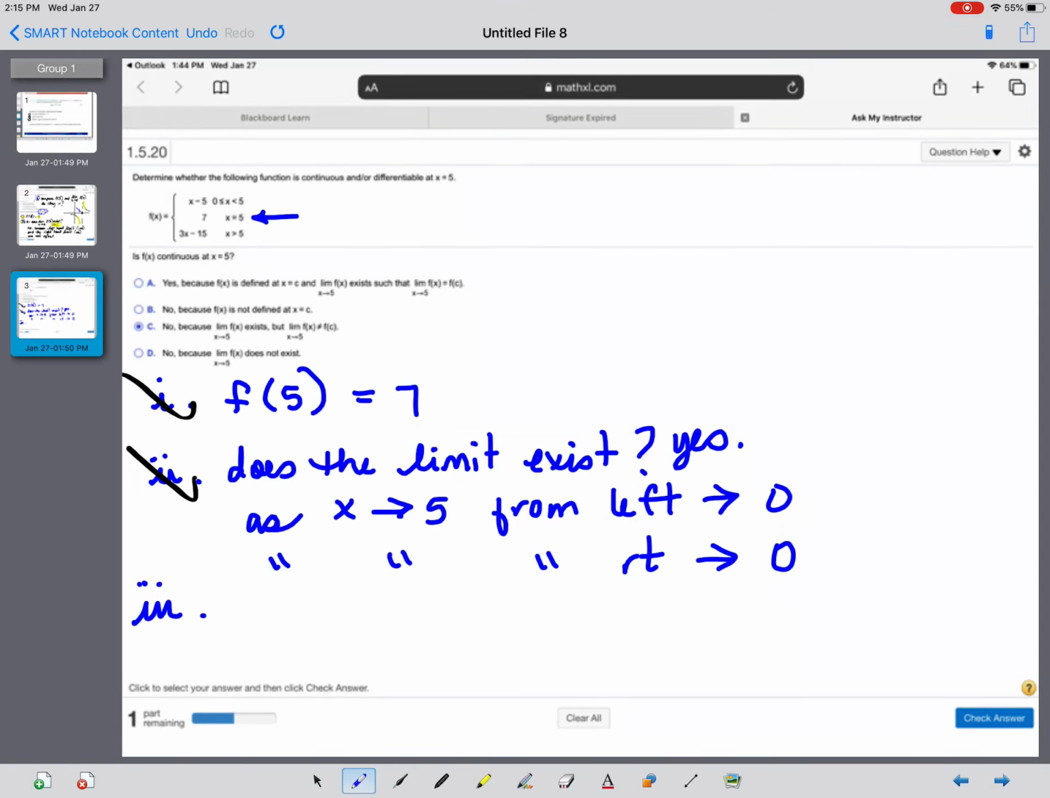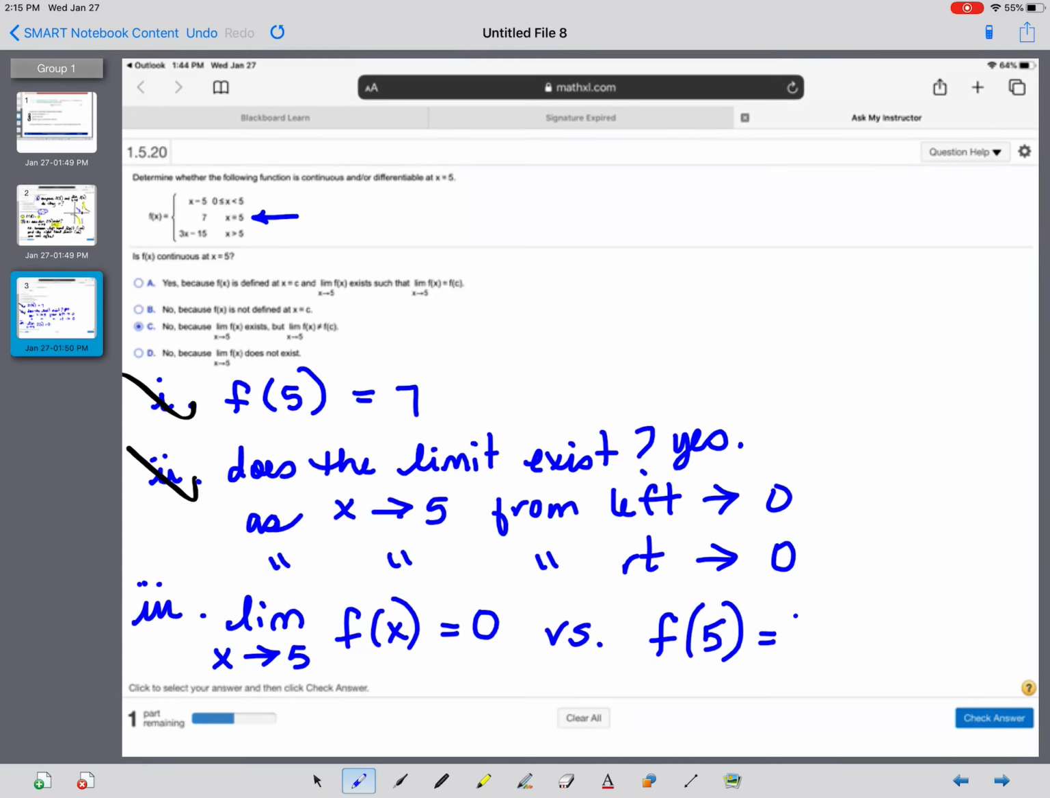So here 1 and 2 check out, so far so good. We get to condition 3 and we need to compare 1 and 2. Here we need to compare the limit as x approaches 5 of f of x, which we found to be 0, to f of 5. We found that f of 5 is 7. Because these two values are different, because they are not equal, then we say that condition 3 is not met.